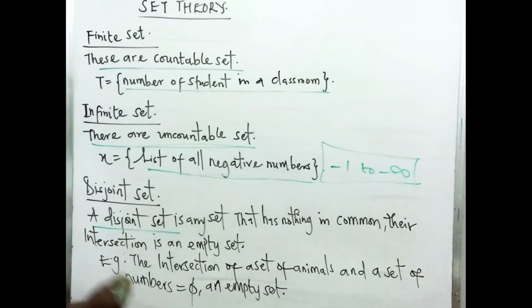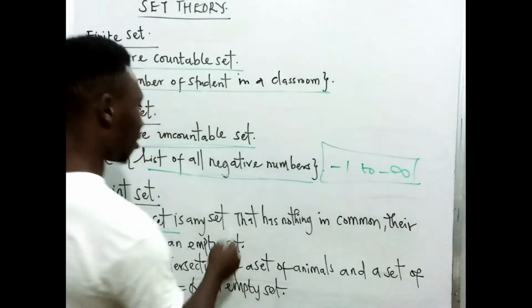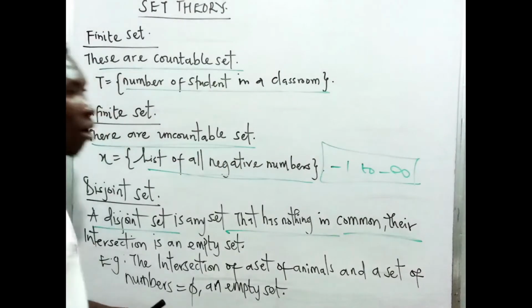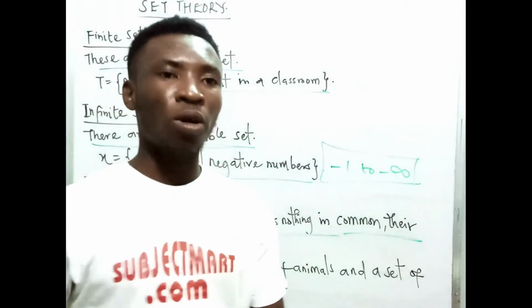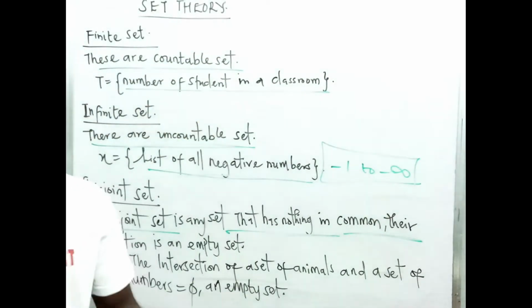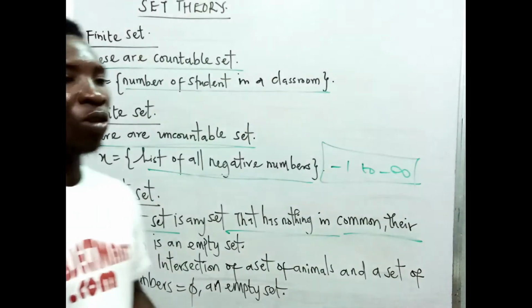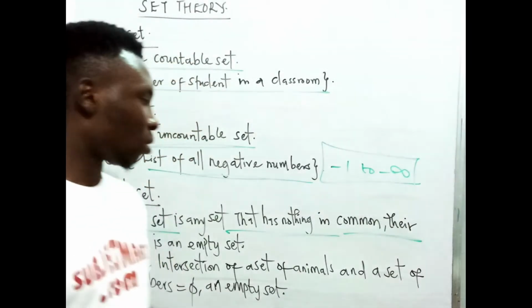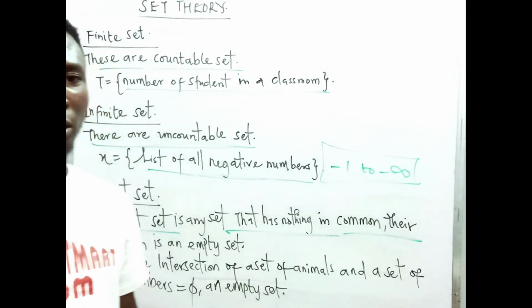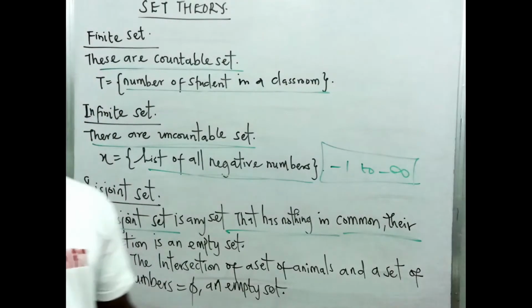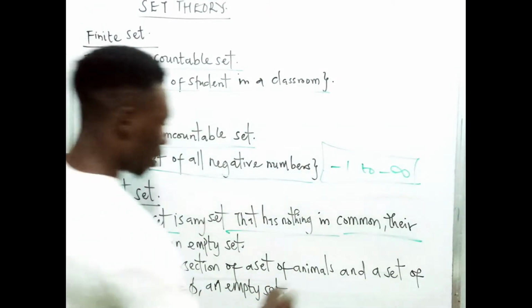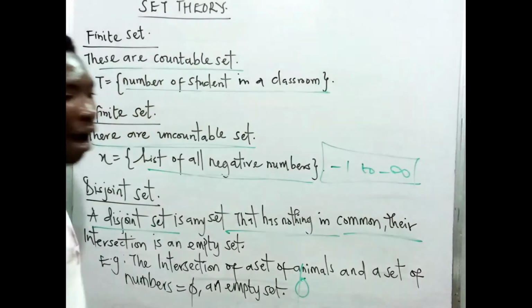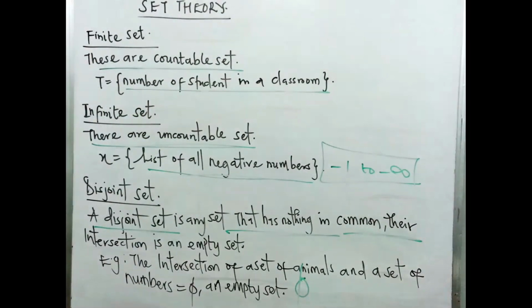A disjoint set is a set that has nothing in common. Whenever two sets have nothing in common, they are known to be disjoint sets. And the intersection of disjoint sets is a null set. I told you that a null set is an empty set. So if I ask you what is the intersection of a set of animals and a set of numbers, there's no correlation between a set of animals and a set of numbers. Therefore, it is a null or an empty set.